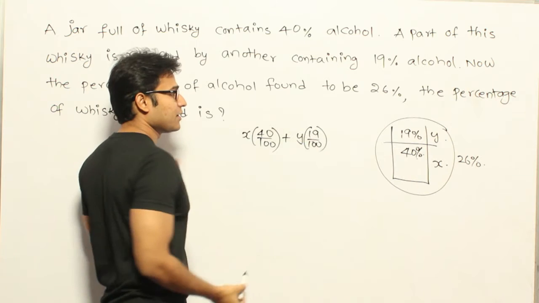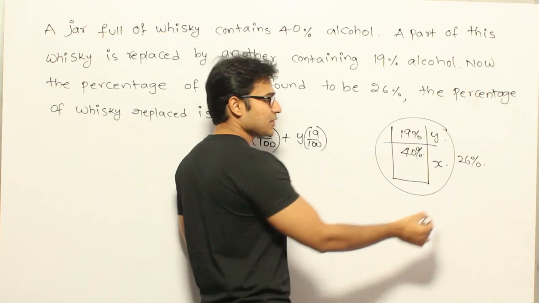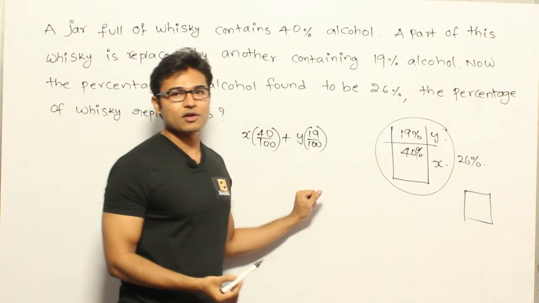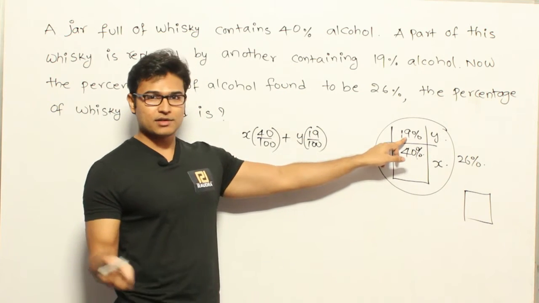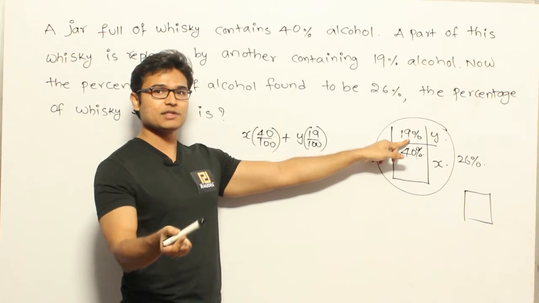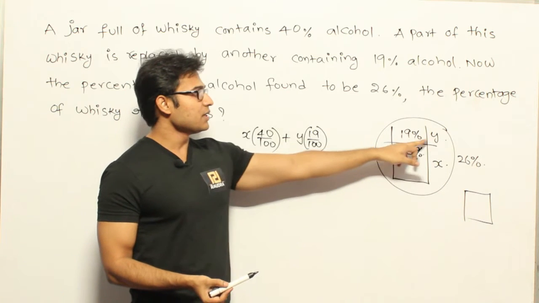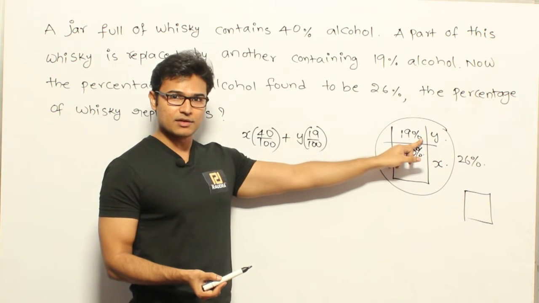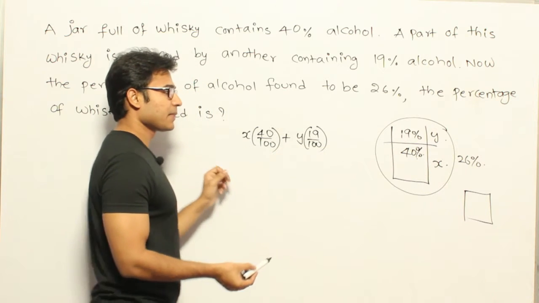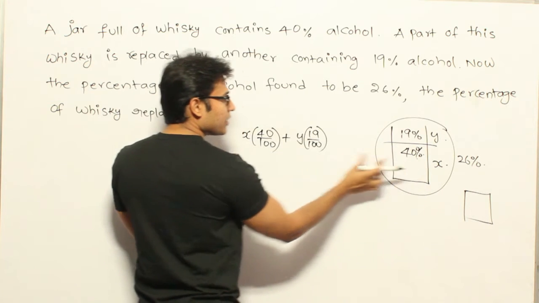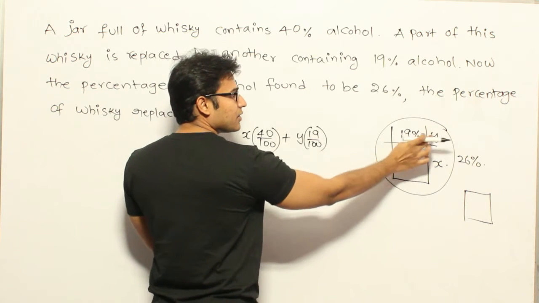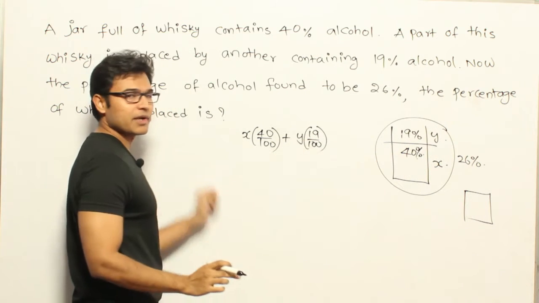Before going ahead, I hope you know that whiskey is a mixture of water and alcohol. When I am saying that it is 19% alcohol, it means it contains 19% alcohol and the remaining is water. Therefore, if you have Y liters of this whiskey, only 19% of it will be alcohol. That is why I am writing it like this. So from this whiskey, the amount of alcohol I am getting is X into 40 by 100, and from this whiskey it is Y into 19 by 100.